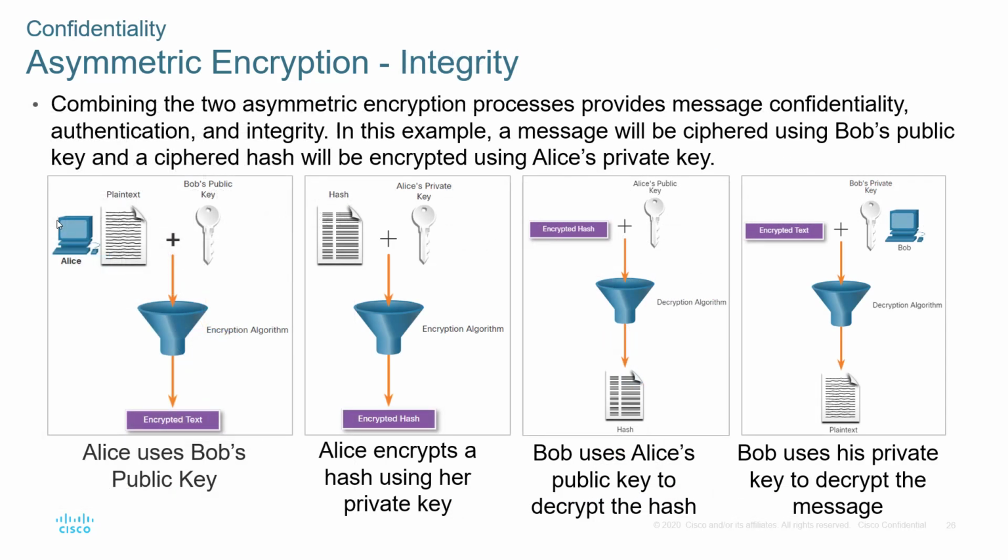So if we want to combine, we can do that. If we have a plain text, we can use Bob's public key. If we have a hash, we could use Alice's private key. We send that over, we get the encrypted hash from Bob's public key, plus Alice's public key, we get a hash. Then we could use Bob's private key to decrypt it. So combining the two asymmetric encryption processes provides message confidentiality, authentication, and integrity. This is a lot more complicated than they needed to make it, but essentially we can hash the messages and then we could use the keys to encrypt the hash.